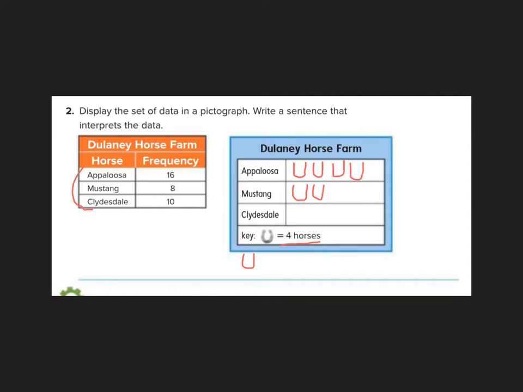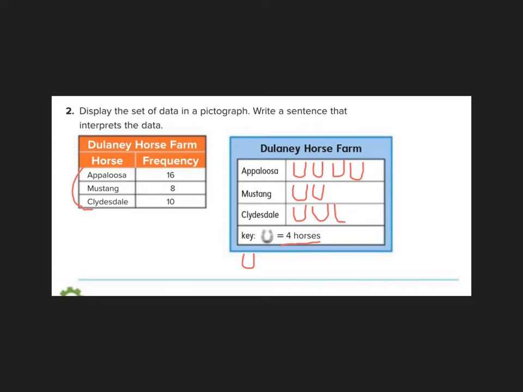And then a Clydesdale has 10. 10 is not a multiple of 4. So let's see what we'll do here. 4, 8. Okay, I need to add 2 more. 2 is half of 4, so I'm going to draw half a horseshoe to represent 2. If the whole horseshoe represents 4, then a half horseshoe represents 2.